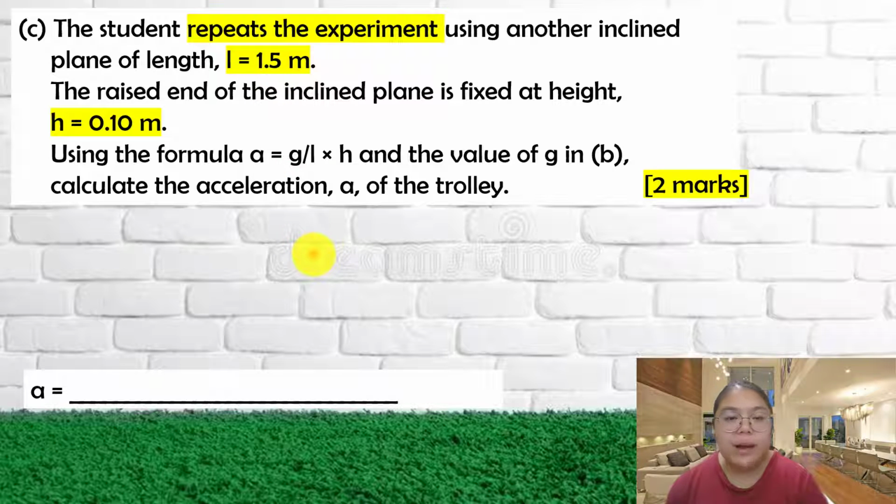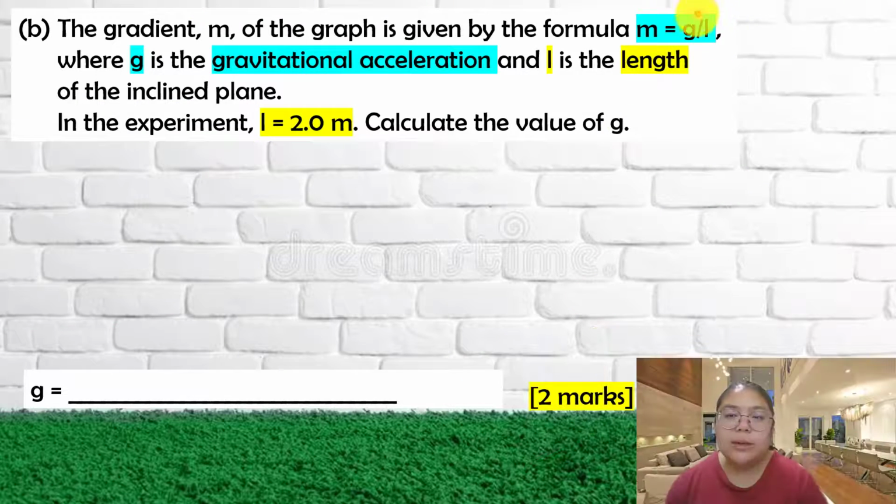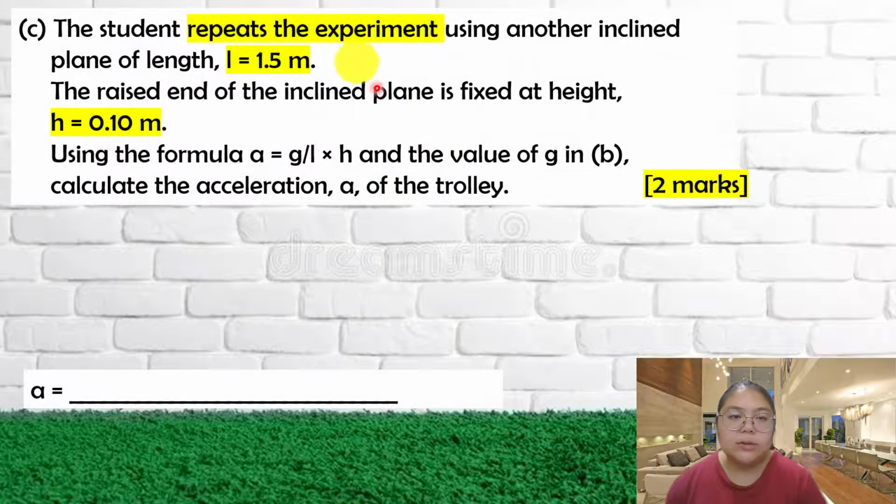Okay, we recall back just now the question. Okay, this one, m equals g over L, is it? Just now L is 2 meter. So that means we cannot use this gradient to do the calculation. So we need to do another formula again. Okay, so from here the L is 1.5. So if we're using the 1.5, that means I need to copy this equation first.